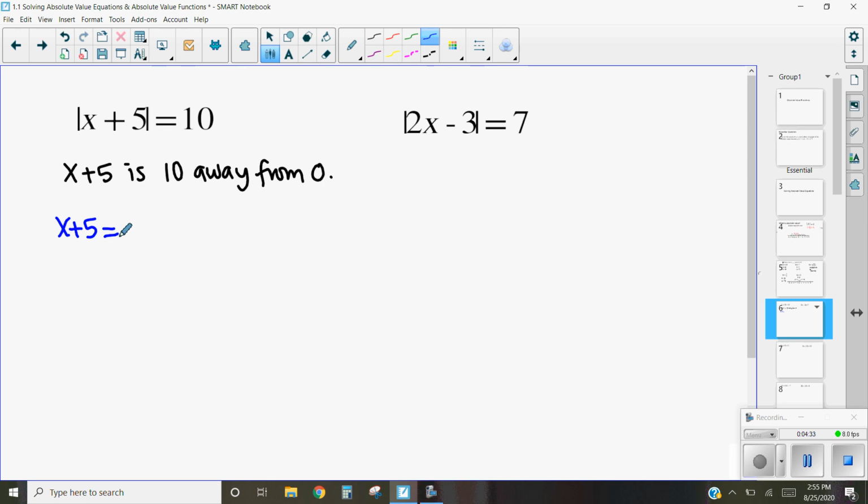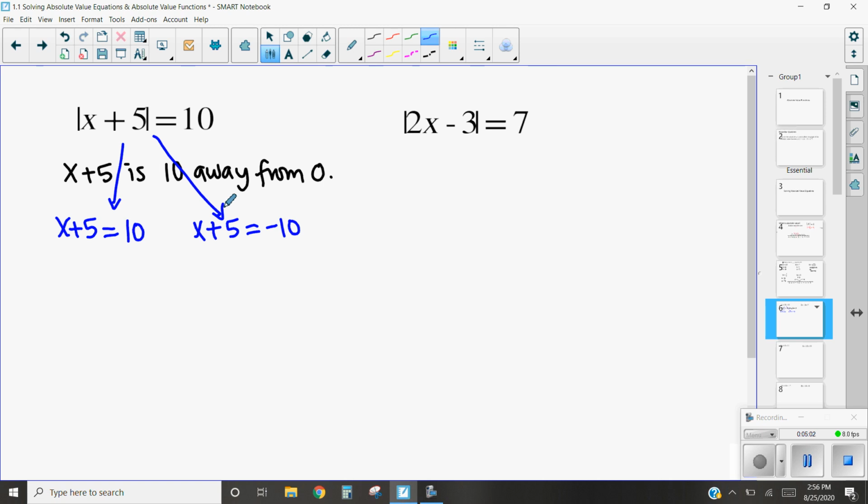Now, we just learned on that last slide that there are two numbers that are 10 away from 0. It can either equal 10 or x plus 5 could equal -10. We have both of those options. And every time we have an absolute value, as said before, on one side, whatever that's equal to on the other side, it will be equal to both the positive and negative version of that. So this absolute value of x plus 5 equals 10 breaks down into two equations.